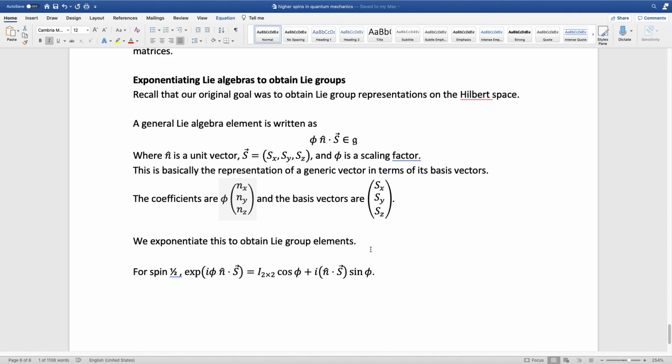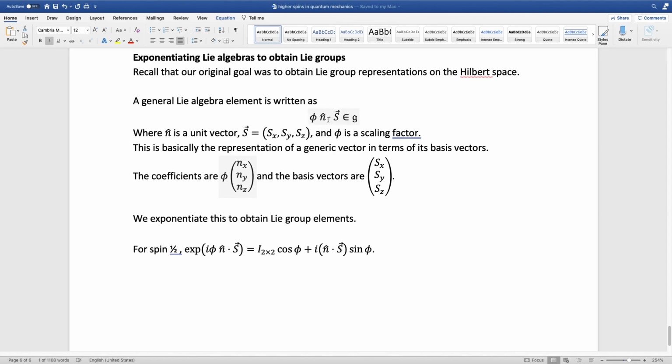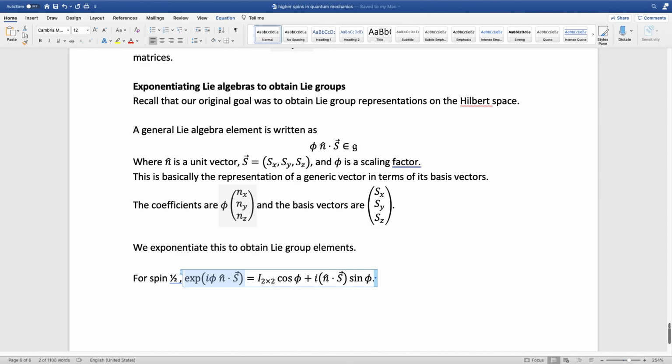And that's how we obtain representations of the Lie groups on the Hilbert space. Now for spin half, there's a very nice formula for it. It's the Euler formula for Pauli matrices, and it's given as such. So we have hence obtained, we exponentiate this. In general, this is the Lie group representation of SU2 on the Hilbert space, and we have hence finished talking about spin in quantum mechanics.